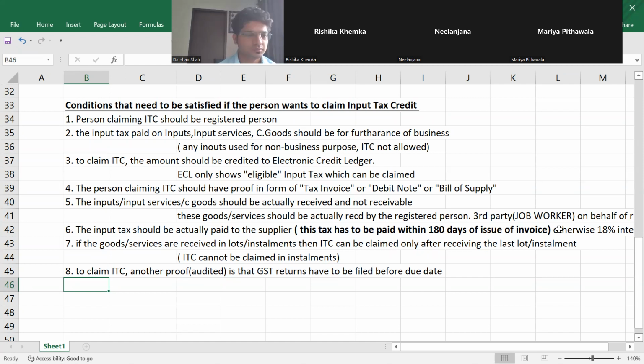Understood point number 8? What is the due date? We'll see in the returns chapter. Huh? There is a chapter on returns of GST. In that chapter, we'll say what is the due date.